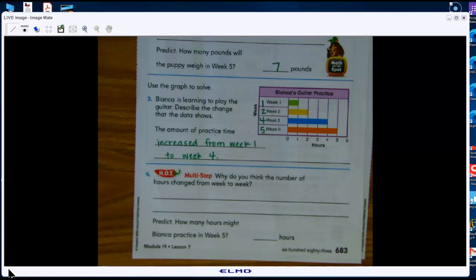Maybe she's liking it more. That could be an answer. Xavier? Okay, so maybe her hands are getting more used to playing the guitar so she can play for longer. Heather? She's getting used to it. Emma? Maybe she's getting better and she likes it, so she wants to practice more, right? Chase? Yeah, she's liking it. So go ahead and write any of those things here.